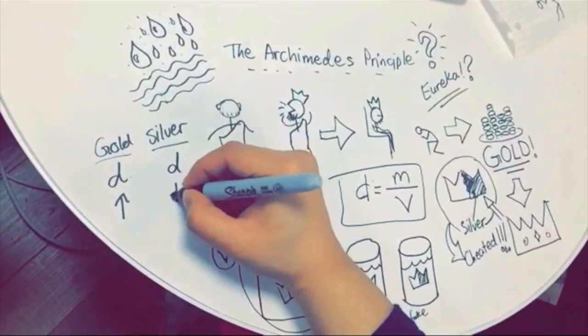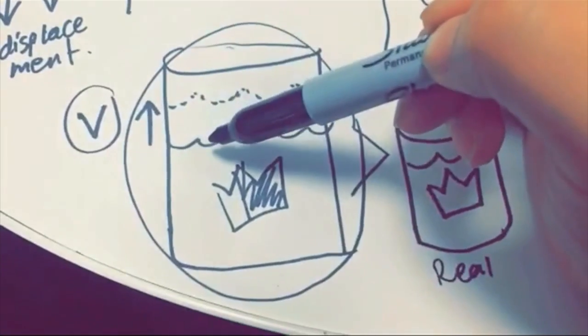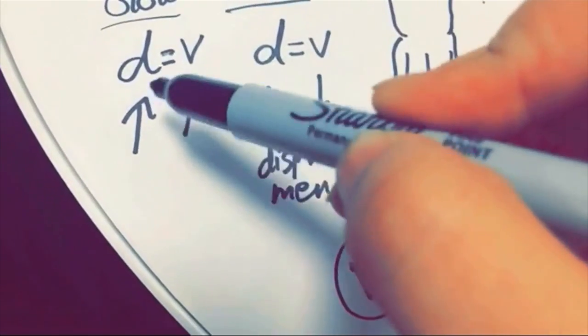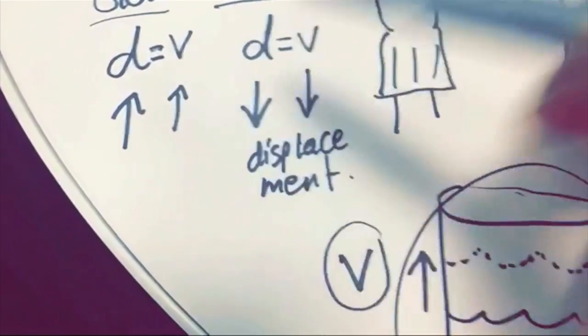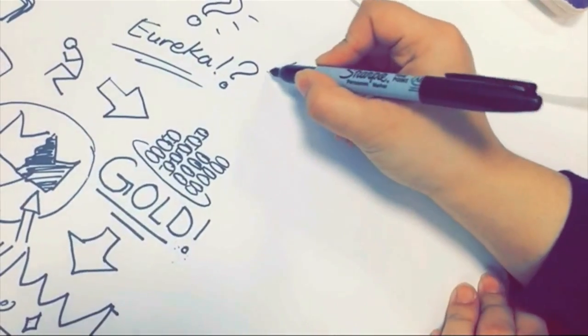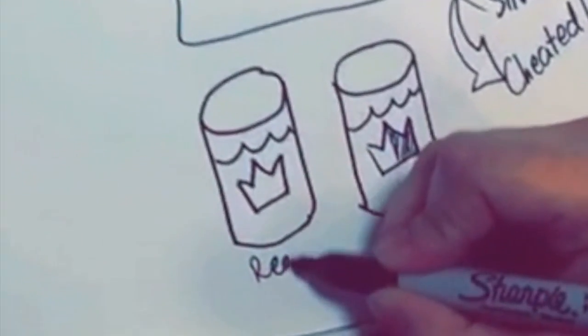Since in theory we know that gold is denser than silver, it would mean that when gold is placed into a volume of water, the displacement of that would be greater than that of silver. So whichever material displaces the most water is in turn the most dense material, and that you can use to figure out if the crown was in fact made of pure gold or not.